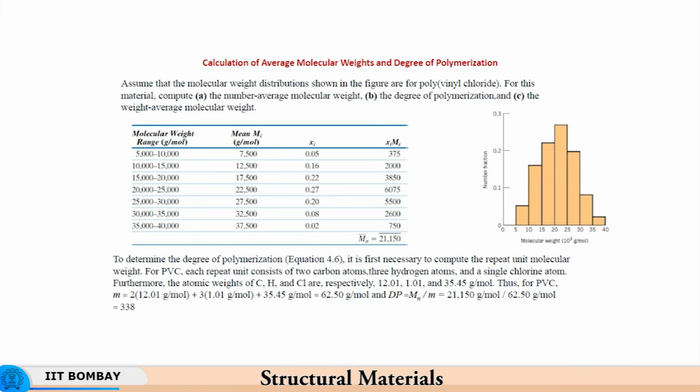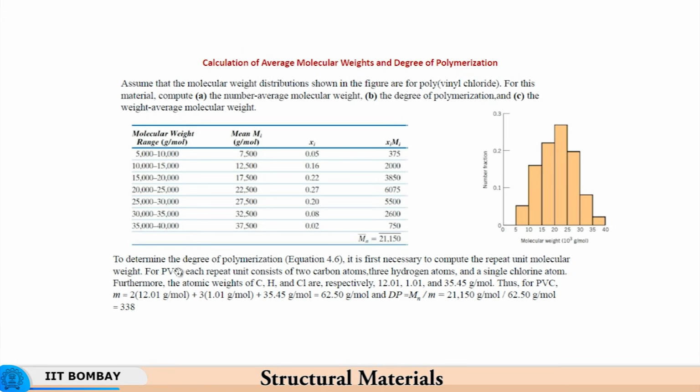So, vinyl chloride is C2H3Cl, that is the formula for vinyl chloride, and when you polymerize it a number of times, let's say 338 units, you get the kind of average molecular weight that you have calculated. So on an average, the chains contain 338 units of vinyl chloride.